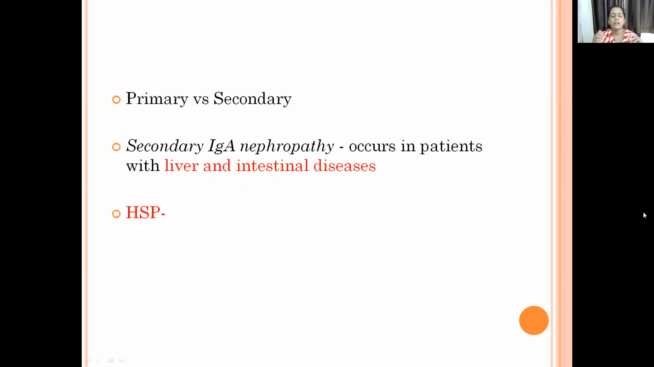Whenever we see IgA in a biopsy of the renal parenchyma, we should think of two diseases: one is Henoch-Schönlein purpura and the other is IgA nephropathy. How should I differentiate between the two when I am seeing a patient? When I look at the renal parenchyma, both resemble each other by the mesangial deposits of immunoglobulin A.